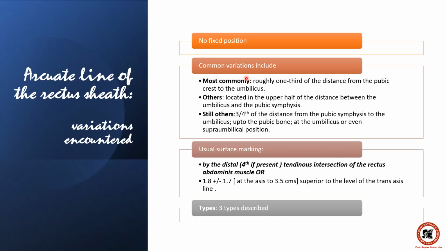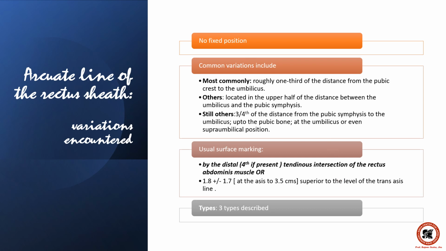Now, coming to the arcuate line, it does not have any fixed position, but most commonly it is found at roughly 1/3 of the distance from the umbilicus on the pubo-umbilical line. That is the most common site, but it can also extend to varying distances, even up to the pubic bone in certain instances. The usual surface marking would be the fourth tendinous intersection if it is present. If it is not, then usually about the level of the anterior superior iliac spine, that transverse line, up to 3.5 centimeters cranial to it. Anywhere in this belt, you can have the ending of the arcuate line.